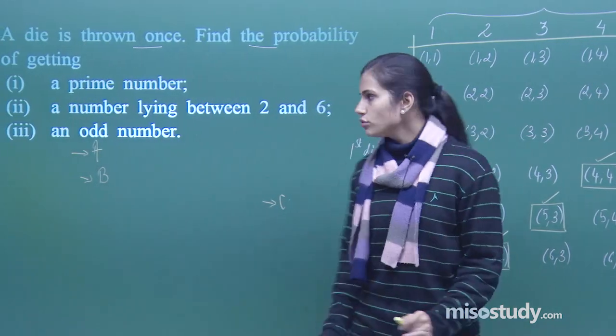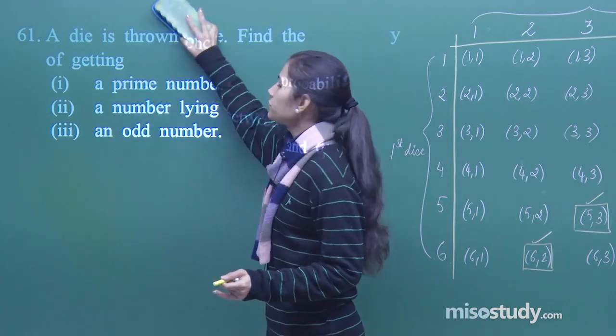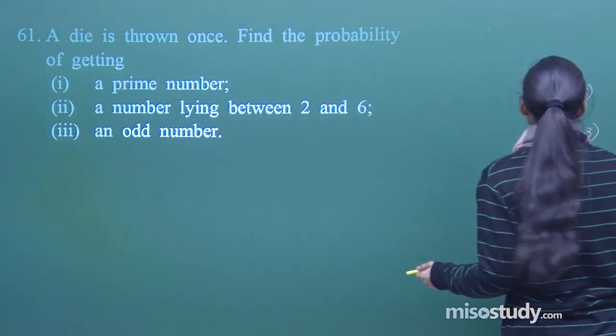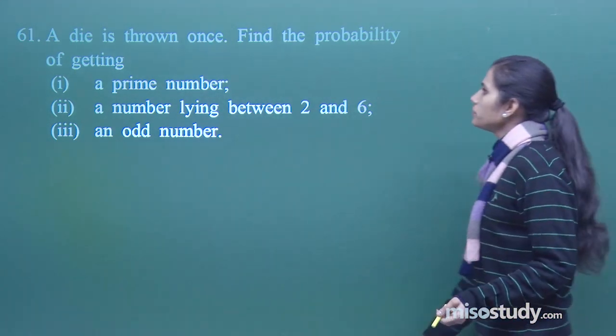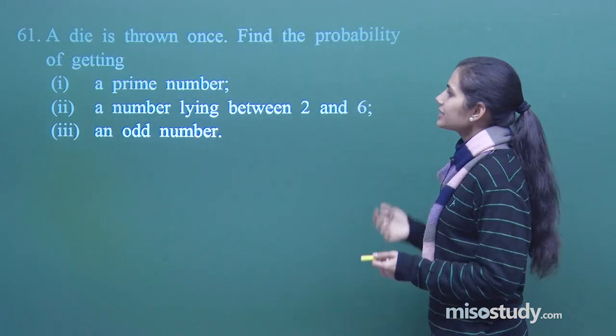Again on dice, as I told you, questions on dice hold much more importance as compared to the other categories of questions on probability. Now it says a single die is thrown. So obviously, when we've dealt with two dice, dealing with a single die should be a cakewalk. It should be a walk in the park. A die is thrown once, find the probability of getting a prime number.